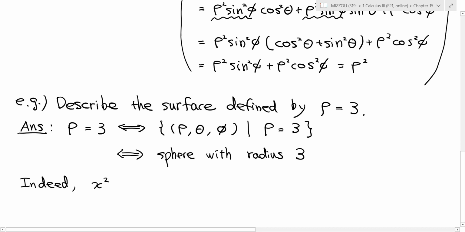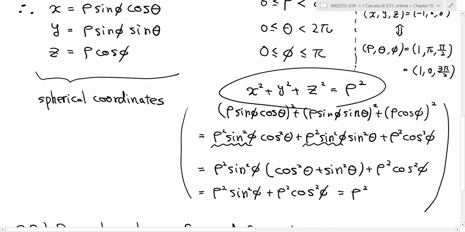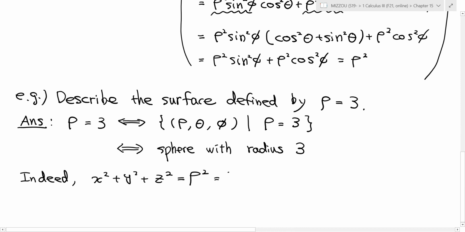And indeed, we have x squared plus y squared plus z squared is rho squared. That's part of the formulas for the spherical coordinates here. And that is equal to 3 squared, and this is nothing but the sphere with radius 3 with center the origin.